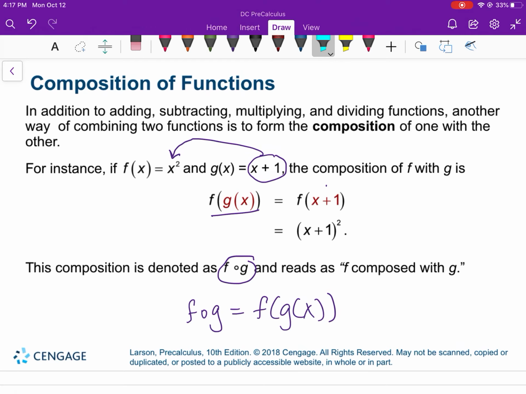So it is read f of g of x, or f composed with g. And when I see this notation, I simply write f of g of x, which means, now you're up here, you're plugging x plus 1 in for x right there, and so you're squaring it. In class, we would finish that off by FOILing.